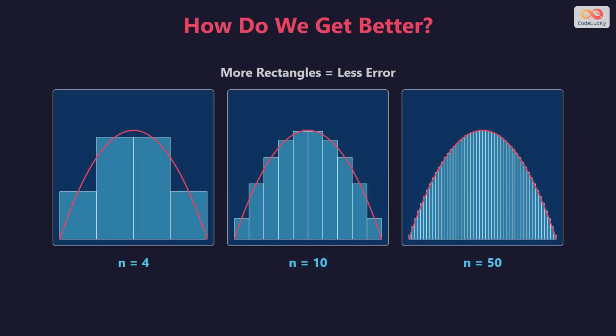So how do we get a better answer? The secret lies in the number of rectangles. Look at what happens when we increase n, the number of rectangles. With 4 rectangles, the error is large. With 10, it fits better. With 50, the rectangles hug the curve almost perfectly. The gaps become tiny.